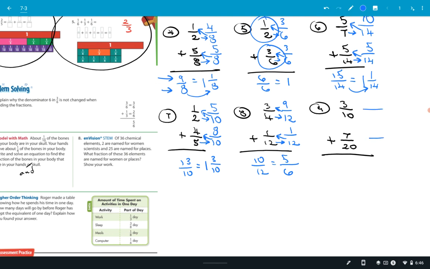All right. Last one, number 9. What's the common denominator? I think I would use 20. It's kind of obvious. 20 goes into 20 once. 1 times 7 is 7. 10 goes into 20 twice. 2 times 3 is 6. What's 7 plus 6? That's 13 over 20. Can't reduce that. There is not a number that goes into 13 and 20. Okay.